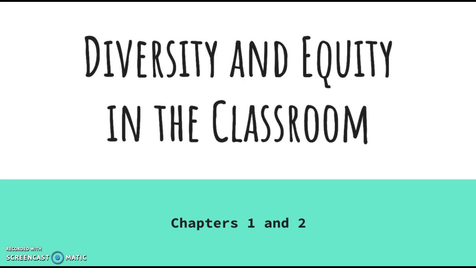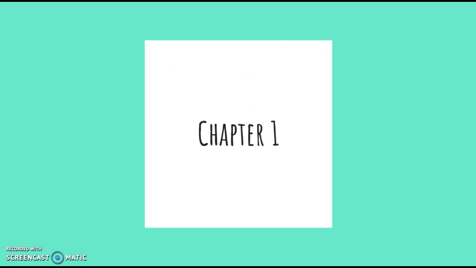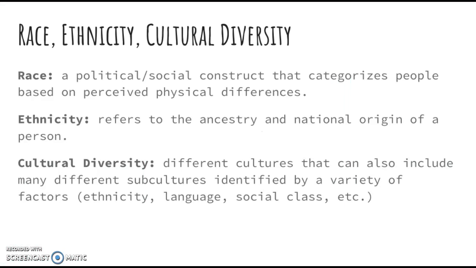Okay, so these two chapters focus really on an introduction of what multicultural education is. And so it starts with a discussion of the difference between race and ethnicity. Race is not a real thing, and ethnicity refers to a person's ancestry, whereas cultural diversity is all of these different cultures that are combined together and can also factor in different subcultures.